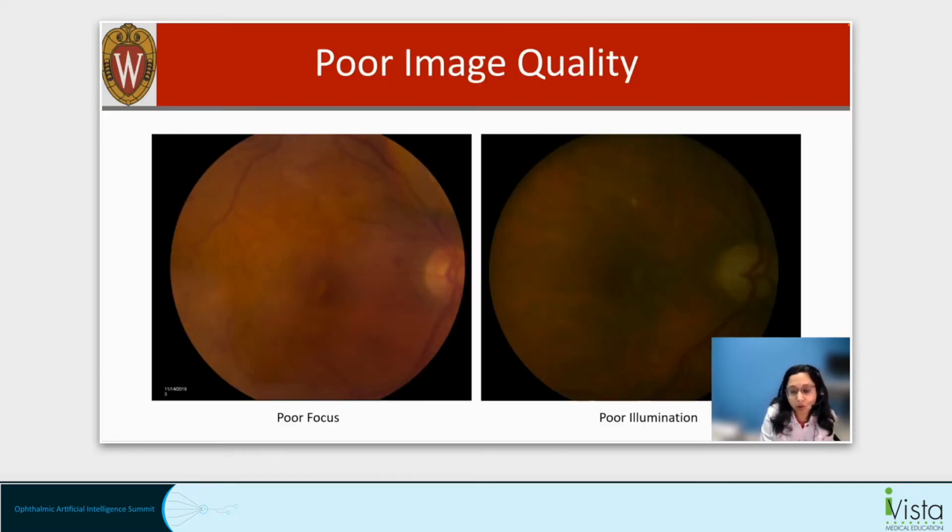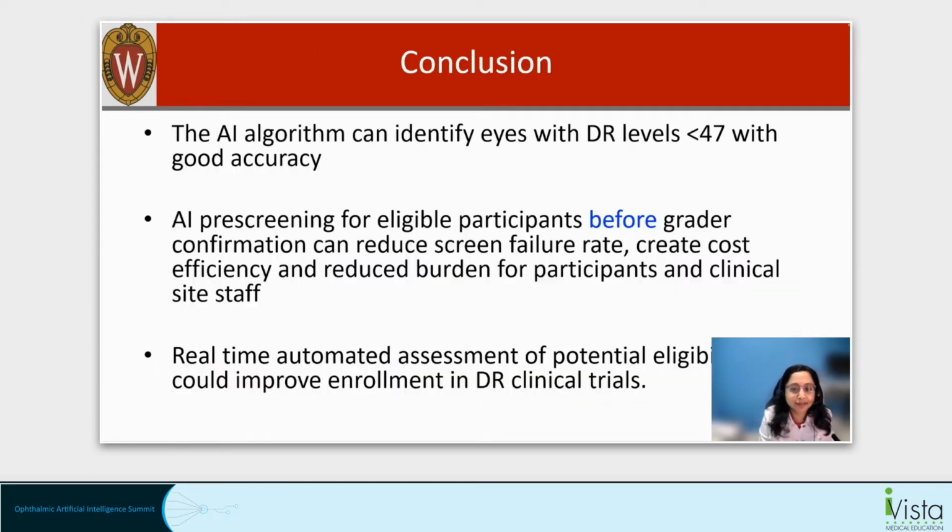Poor image quality. Here are some examples of poor focus and poor illumination. With image quality, it's a little more tricky because we know how image quality affects human analysis or evaluation of retinopathy, but I'm not sure how this affects an AI assessment.